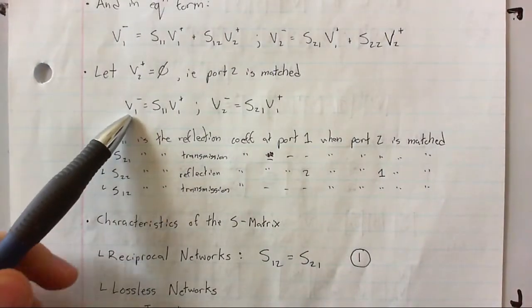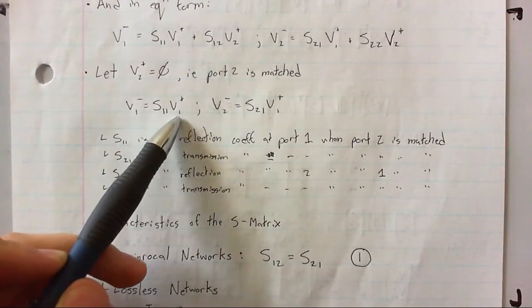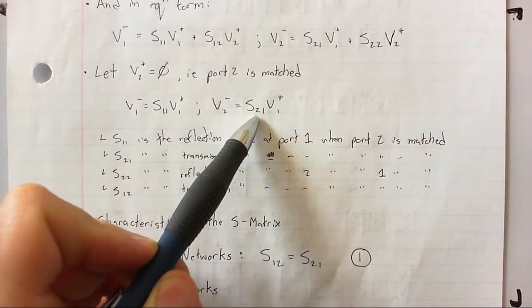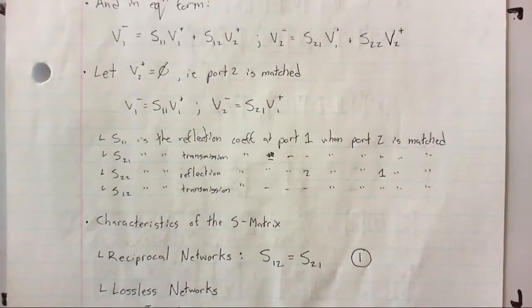Well, we get that the output from port 1 is going to be equal to just the reflection coefficient times the input at port 1. And the output from port 2 is just going to be the transmission from port 1. Okay? Because if port 2 is matched, there's no actively driven input ever, and of course there's no reflections either. So you can assume that then V2 plus is 0. So you just put V2 plus is 0, and that's what you get.